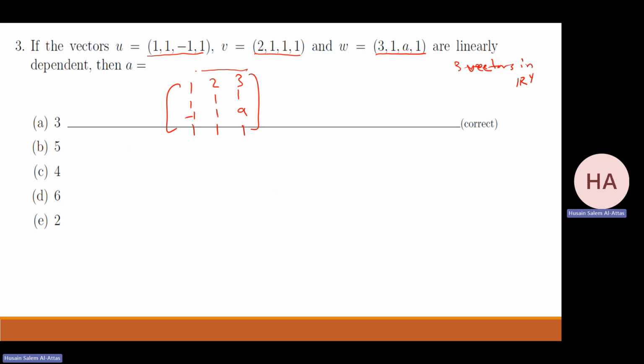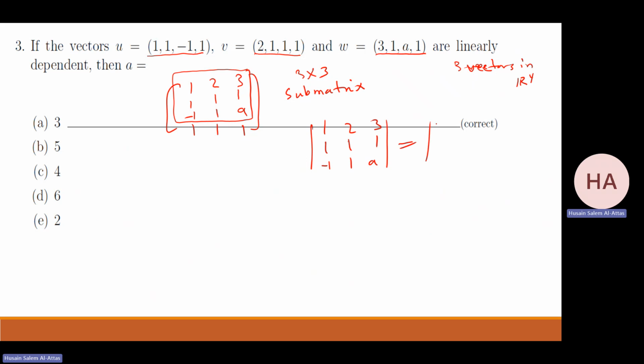If I take this submatrix, for sure the determinant should be equal to 0, because if the determinant is not equal to 0, then they will be linearly independent. So let me check this determinant. I have a 3 by 3 submatrix. Let me see what will happen.